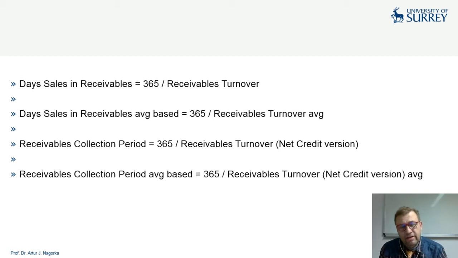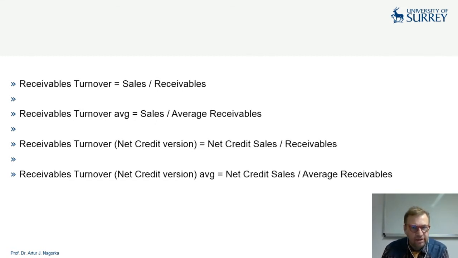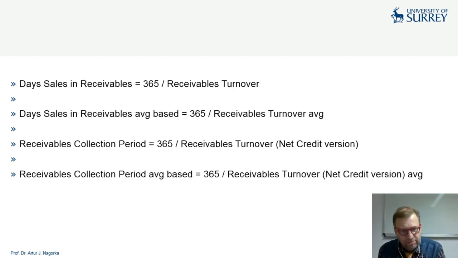All right? But then we have another definition, and often it comes like receivables collection period, because now we are concentrating only on these ones that are sold on credit for deferred or delayed payment. So we take this 365 and we divide by receivables turnover in a net credit version. And of course, as in the previous page, it's like this. We could as well base this on average receivables. Therefore, it comes like receivables collection period based on average, and it means 365 divided by this turnover there.